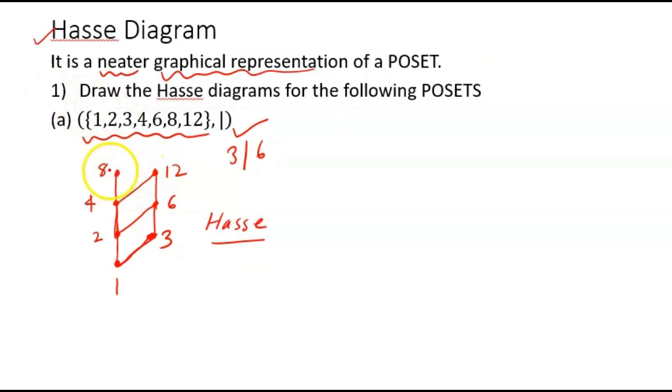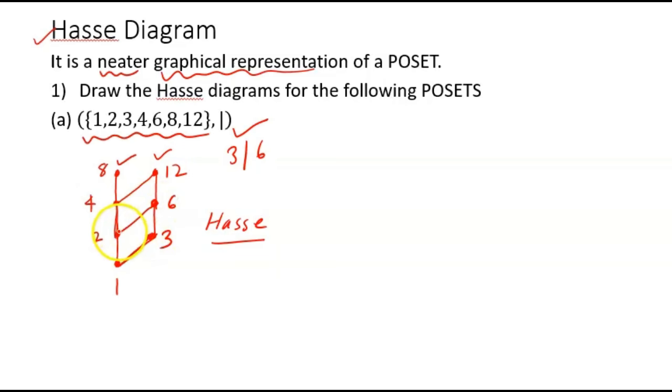And from the previous example and this example, we also want to understand the comparable and non-comparable elements. So if I ask you whether 8 and 12 are comparable, then 8 and 12 are not comparable, or incomparable, because neither 8 divides 12 nor 12 divides 8. Similarly, 4 and 6 are non-comparable elements. Here 2 and 3 are non-comparable elements, right? 2 does not divide 3 and 3 does not divide 2.